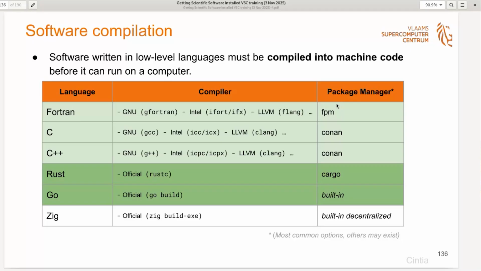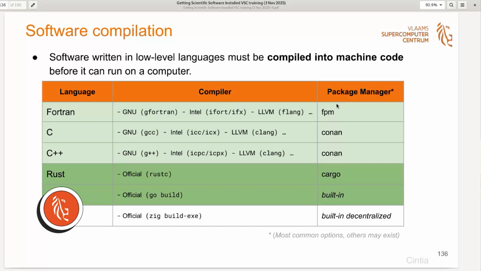So first I want to show you two very short examples using Rust. So using Cargo package manager to install a Rust software and using Go to install a very small Go package.